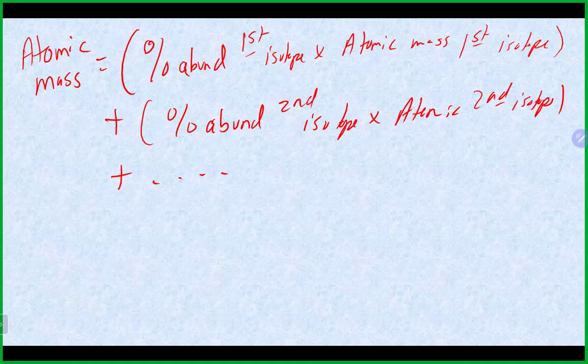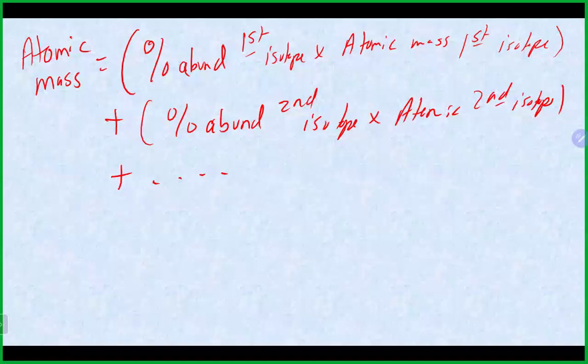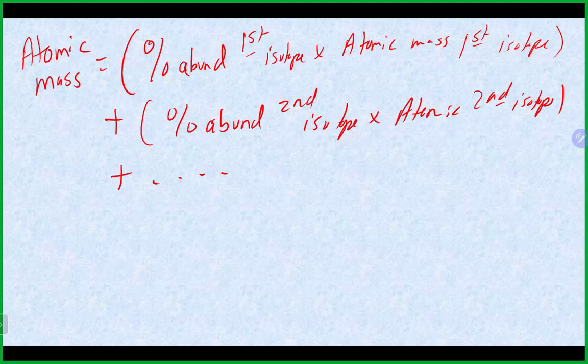The percent abundance is also sometimes called the relative abundance or percent relative abundance. That's basically the percentage of how often those naturally occurring isotopes occur in nature. Obviously, in order to get all of the naturally occurring isotopes, your percentages should add up to 100. So if you come across a problem where your percentages do not add up to 100, you're probably missing a naturally occurring isotope.